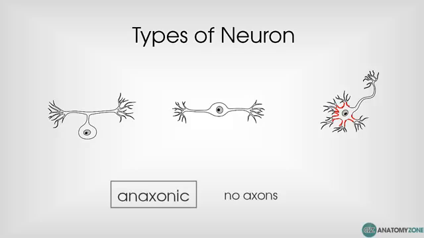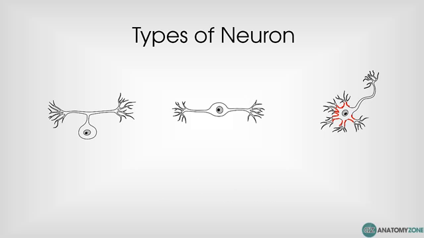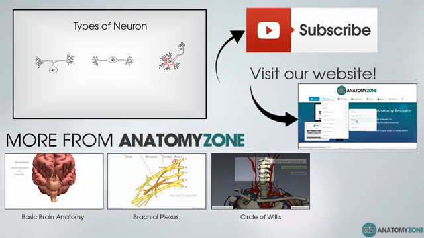So that's the basic classification of neurons. You've got those three main types: unipolar, bipolar, and multipolar.